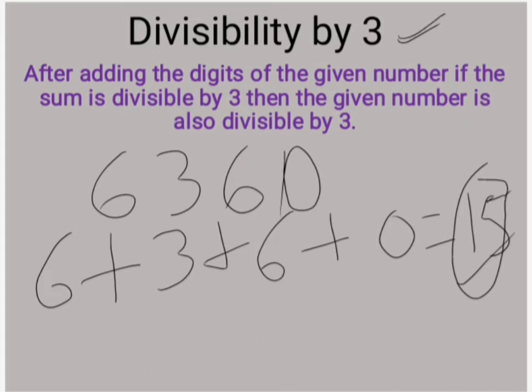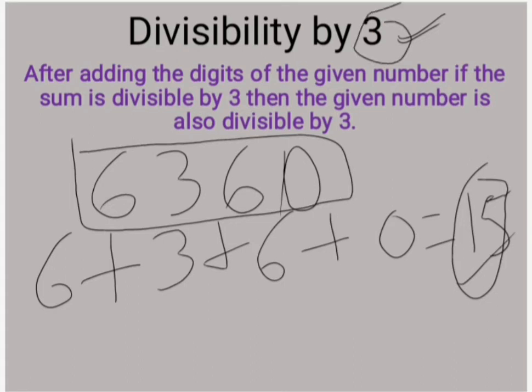So we can say that 6360 is also divisible by 3. That is the divisibility rule of 3. Just by adding the digits, if we get a sum which is divisible by 3, then we consider that the given whole number is also divisible by 3. So that is the second divisibility rule.